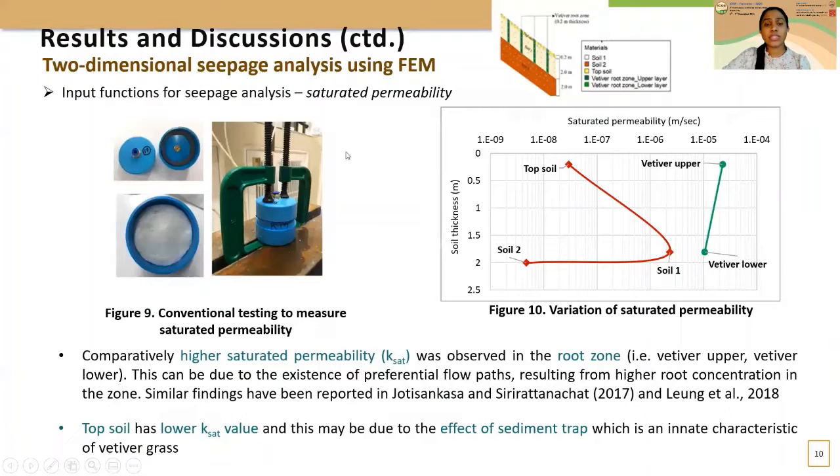The next slide shows the saturated permeability values that I obtained from the conventional testing method. Prior to this test, we had to soak the soil sample for 7 to 10 days, and obtain a degree of saturation greater than 95%. According to the results, the samples obtained from the root zone have a much higher saturated permeability compared to the soil layer samples. When we compare the soil layer samples, it clearly shows that the topsoil has quite a lower saturated permeability.